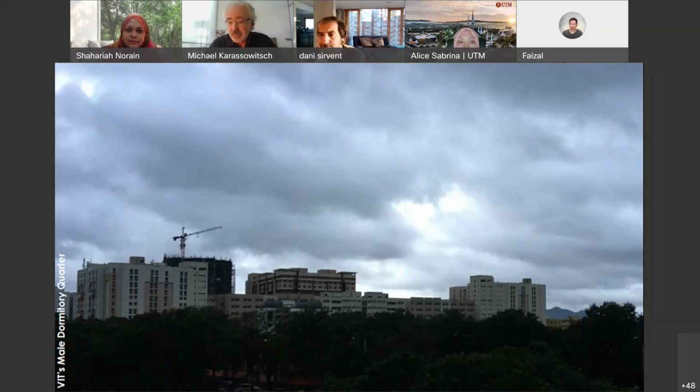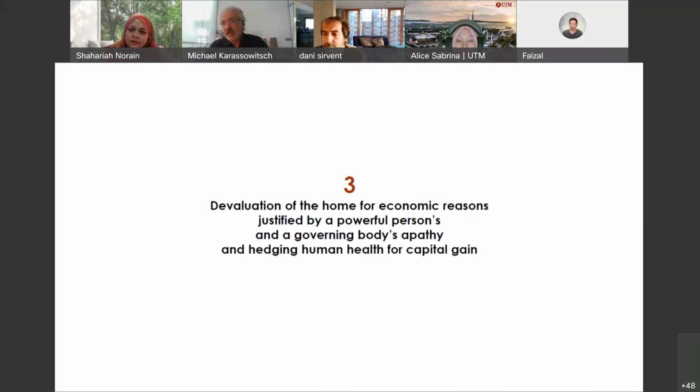But the point here is that housing is not a privilege, or is it? Is it a privilege? There are students in one of the towns I lived in Canada who live in the forest in tents because they can't afford housing in the town where they're studying. They live in tents in Canada, in the mud, because they can't afford to house themselves in the town where the college is. And it's only getting worse right now. So there's a really big issue here. Devaluation of the home for economic reasons justified by a powerful person's and a governing body's apathy and hedging human health for capital gain.